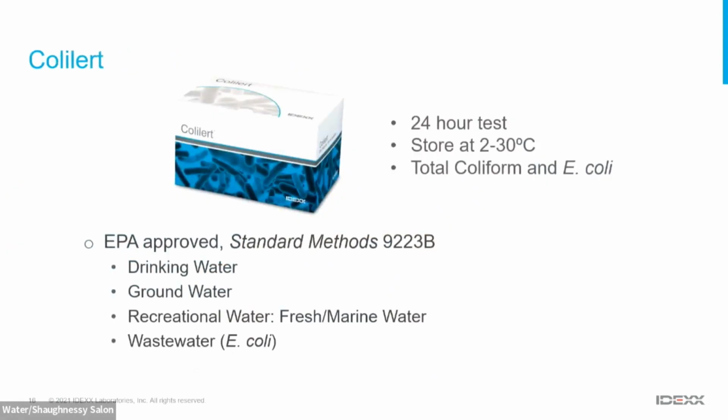So the first test I'm going to talk about is COLR. COLR is used for the detection of coliforms and E. coli. It is a 24-hour test. Now, I'm from the main office in Westbrook, Maine, in the States. So I apologize. Most of my stuff is going to say EPA on it because that's where most of our focus is. But all these tests are also approved in the different provinces of Canada.